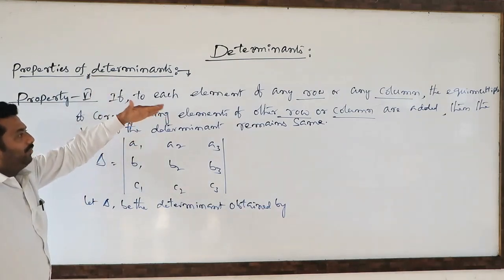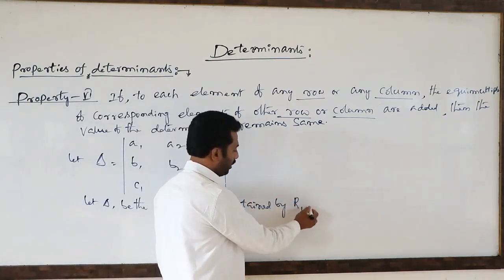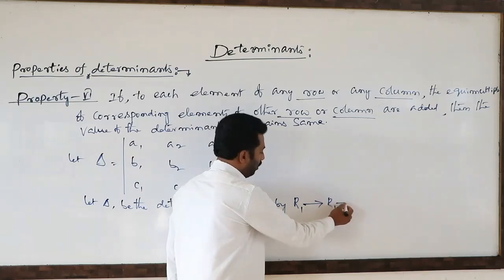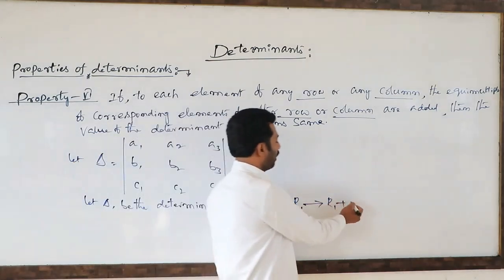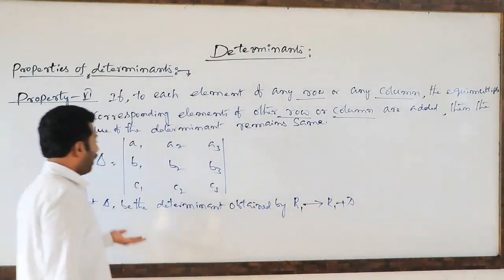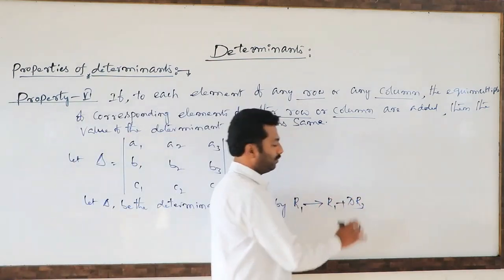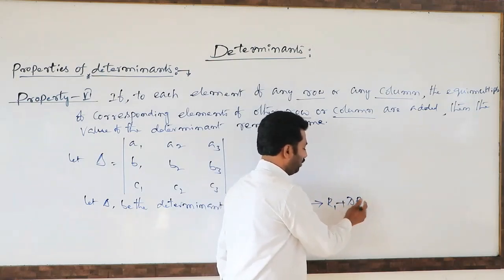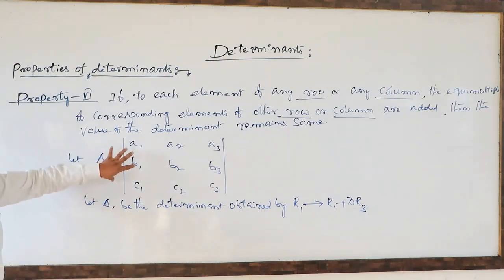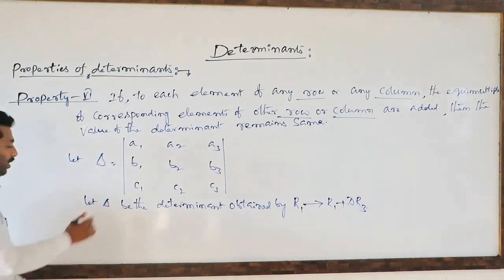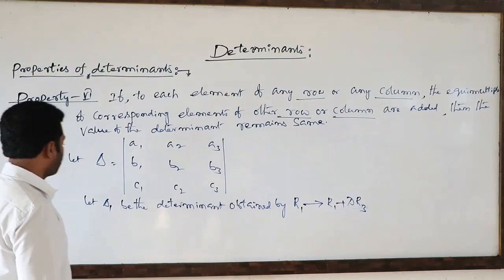To each element of any row, suppose I am selecting R1, means R1 changes to R1 plus equal multiples, some multiple, lambda I am taking, of another row, suppose I take R3. Then the value of the determinant remains the same. Whatever this delta is, delta 1 also should be the same. So we will prove whether it is correct or not.